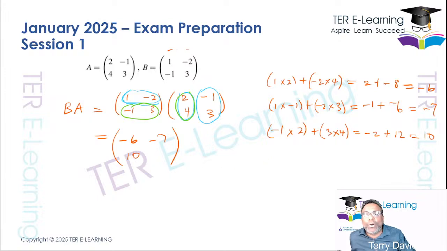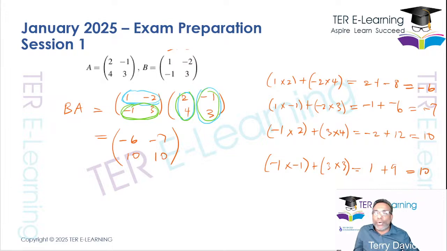And then the last one now, we're going to take this row and multiply by this column here. So this is going to be -1 multiplied by -1, plus 3 by 3. So that's positive 1 plus 9 and you're going to get 10. So therefore this here is going to be my product.